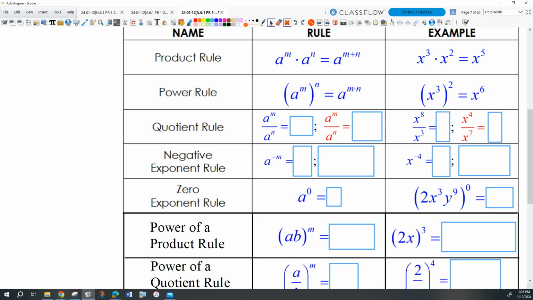All right, now the quotient rule. The quotient rule we just learned. If I divide like bases, what do I do to the exponents? You subtract them, yeah. So A to the M divided by A to the N is A to the M minus N. So for example, X to the 8th divided by X cubed is X to the 5th. Okay, what about this one? X to the 4th divided by X to the 7th. Let's take a closer look at that one.